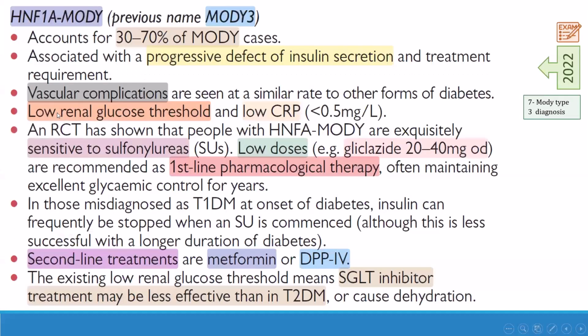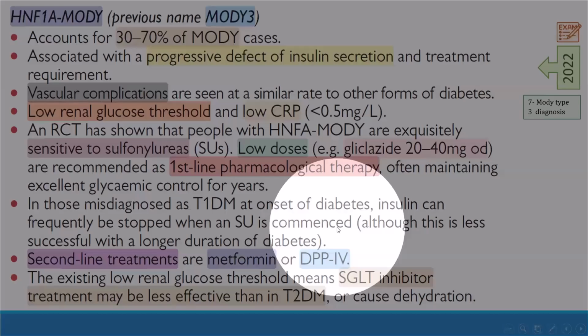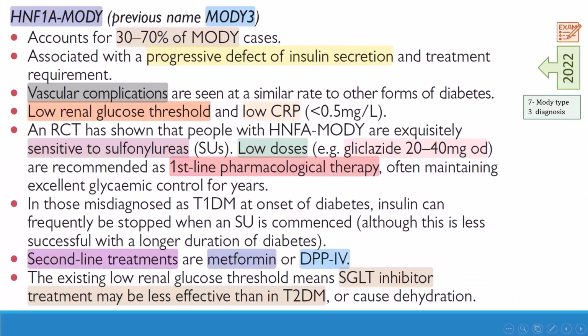If we have mild hyperglycemia with glycosuria, it is HNF1 alpha. And of course, CRP is negative. Sensitive to sulfonylurea, a low dose of gliclazide, for example, is the first-line therapy. The second line is metformin, DPP4 inhibitor, and of course, the SGLT2 inhibitor may be less effective. Yes, Dr. Hussein, Schmidt is APS type 2, not type 1.